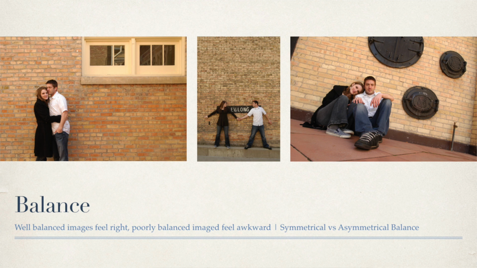So with the image on the left, the couple in the left of the frame could cause the image to feel like it's falling to the left. Including the window, however, helps to counteract that, resulting in an image that's more visually balanced, that basically feels right. With the image on the right, the dark circles help to balance the dark floor and then the couple that's on the left. So you can see the difference between symmetrical and asymmetrical balance.